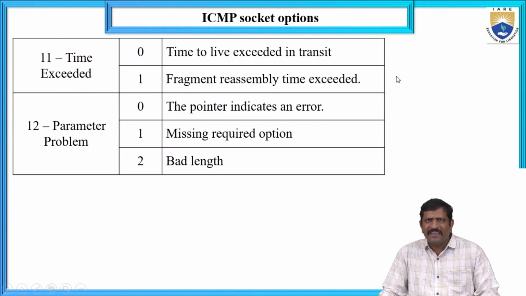reassembly time exceeded. And type 12 is the parameter problem, that means code 0 is the pointer which indicates an error, code 1 is missing required options, and code 2 is bad length. So this is about the parameter problems.